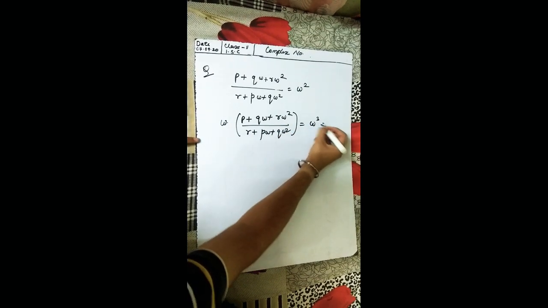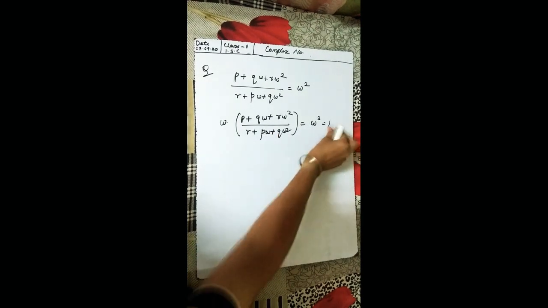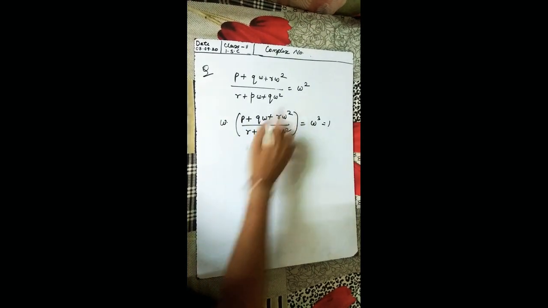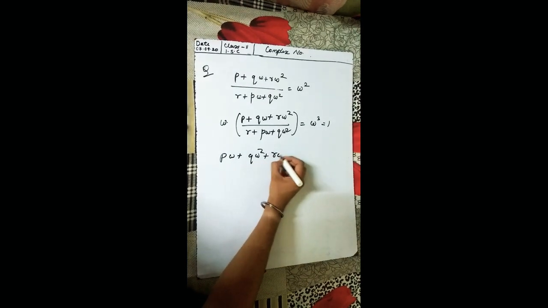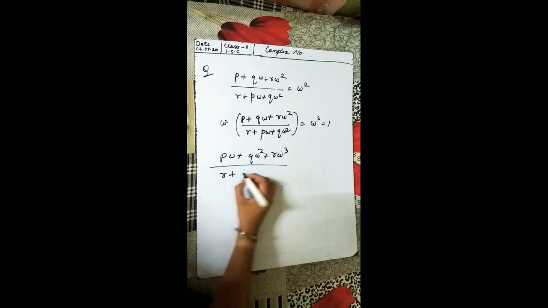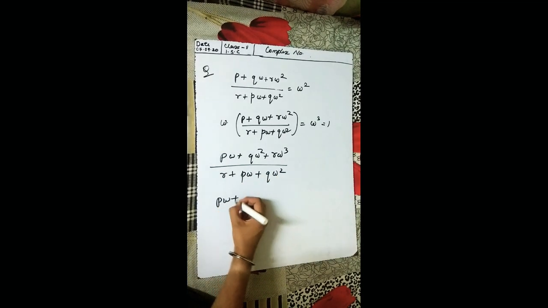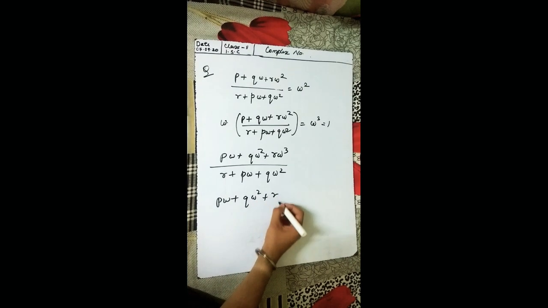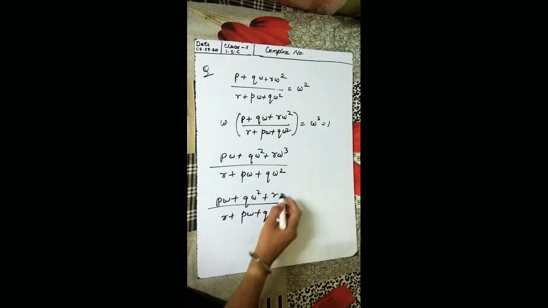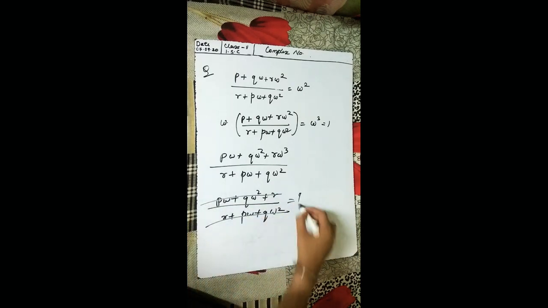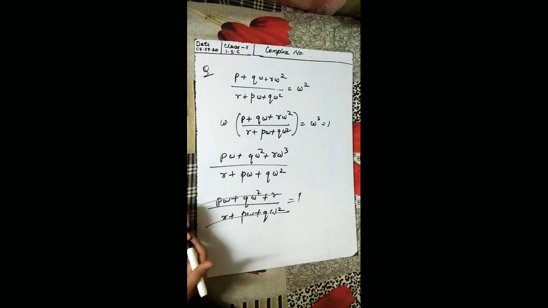It will be omega cube, which is equal to 1. So we only need to prove this quantity is equal to 1. Multiply omega in the numerator, so you'll get P omega plus Q omega square plus R omega cube upon R plus P omega plus Q omega square. I guess you can understand that we got whatever we want. All the things are same, cancelled, and equal to 1. So that is how we will do this question. Alright.